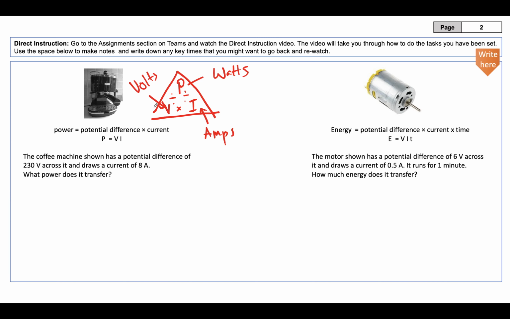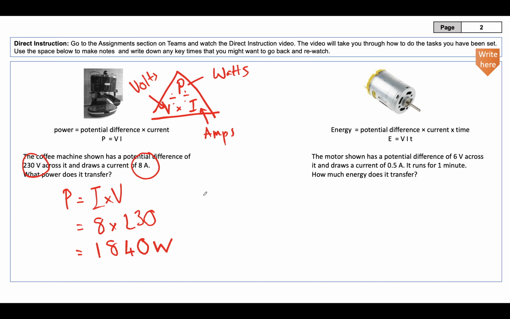And if you're given 2 bits of information, you'll have to work out the missing one like we've seen before. So we have a coffee machine that has a potential difference of 230 volts across it, and it draws a current of 8 amps. What power does it transfer? So P equals I times V, or V times I. That's 8 times 230. Let's see if I can find the calculator. I'll use my phone. So 8 times 230 gives me 1,840. The unit is watts.